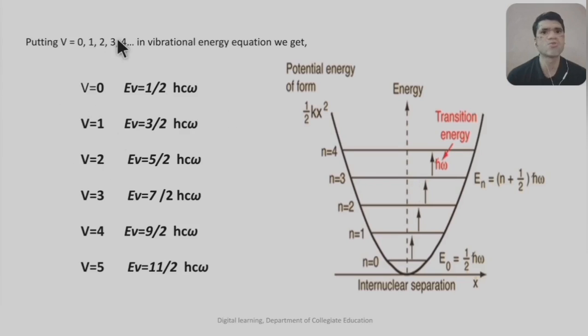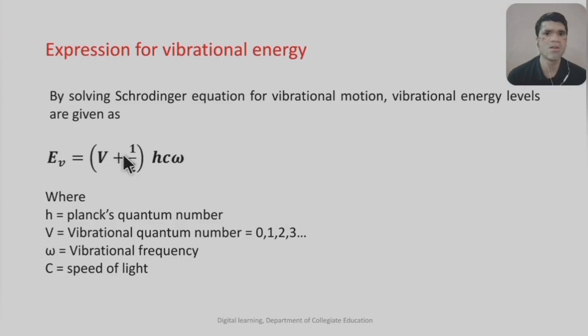By substituting values in the vibrational energy, we get different values. E_V is equal to 1/2 hc omega when V is equal to 0. When V is equal to 1, it is 3/2 hc omega. When V is equal to 2, it is 5/2 hc omega. So when we substitute the value 0, E0 is equal to 1/2 hc omega, and when we substitute the value 1, it is 3/2 hc omega.